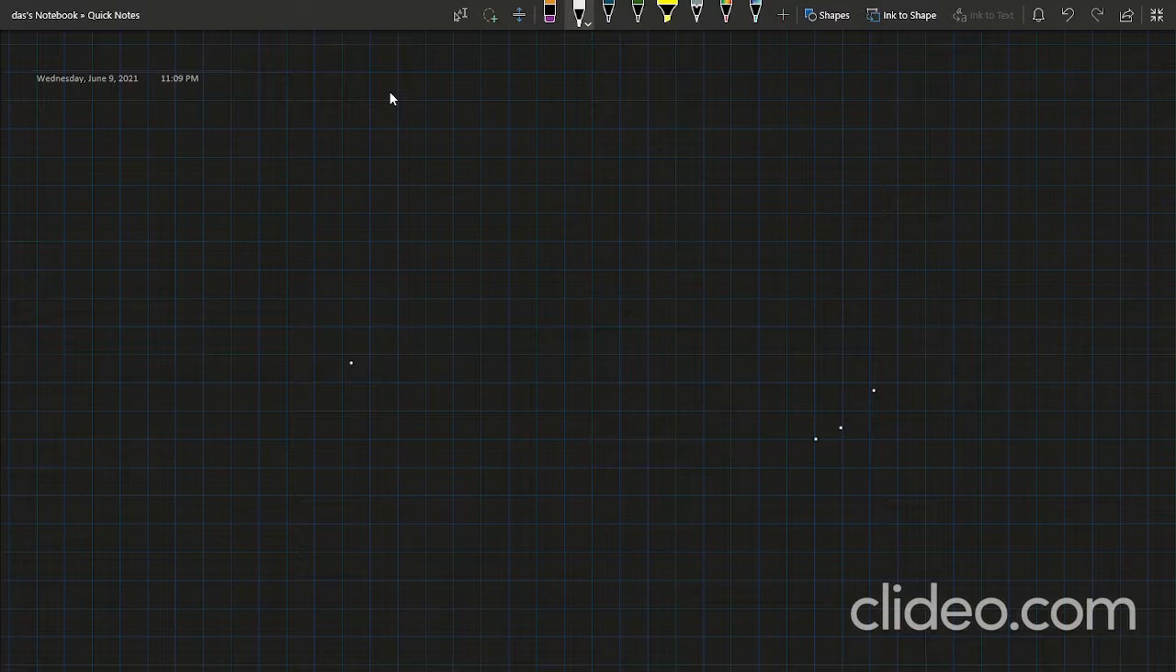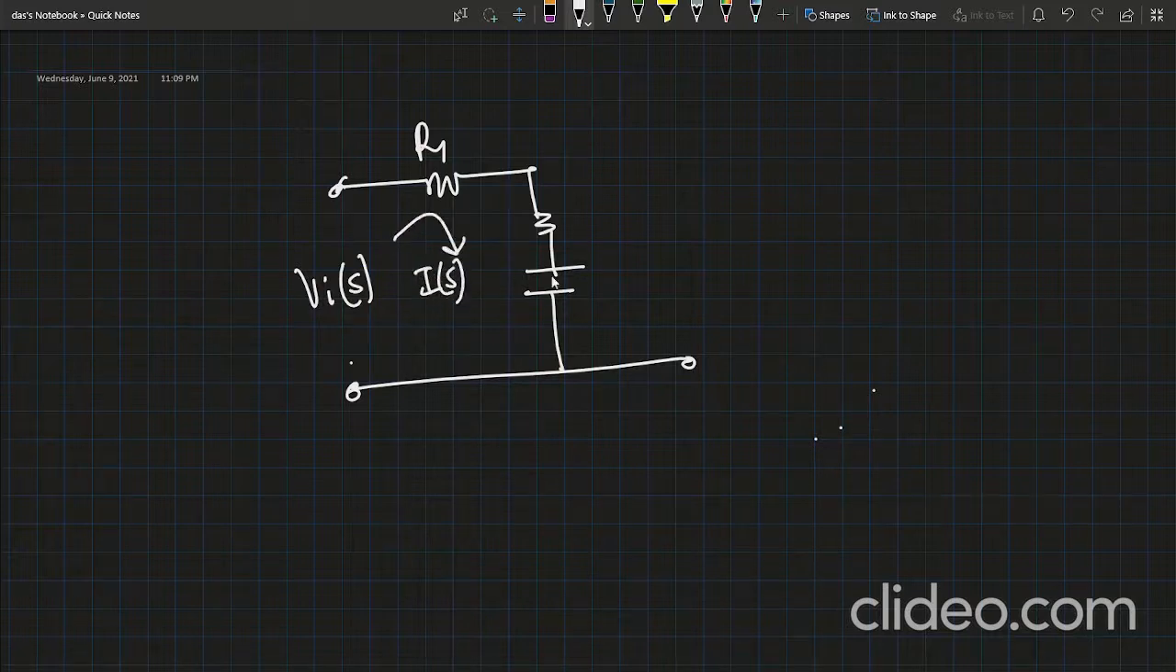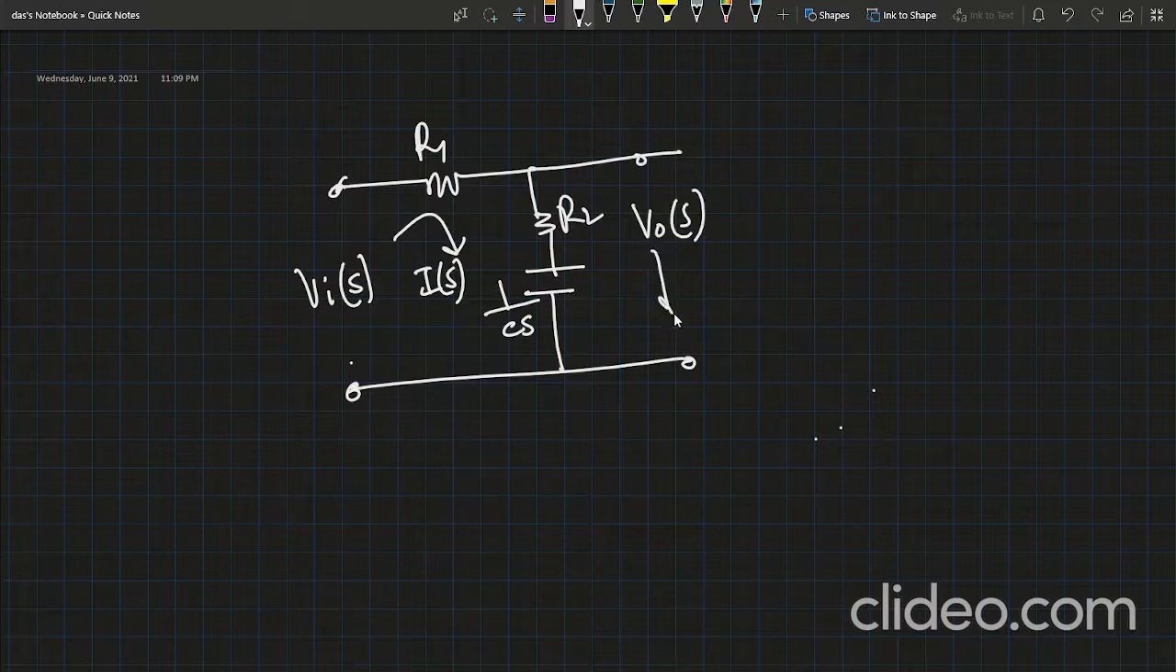Now consider an electrical network. Here we have a resistance. This is basically a low pass filter circuit, also known as an integrator circuit. We present this network in the Laplace domain. Here the current is I(s), the impedance is 1 by Cs, and this is a resistor R2, and this is the Laplace transform of the output response V0(s).